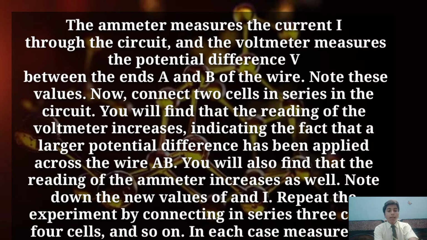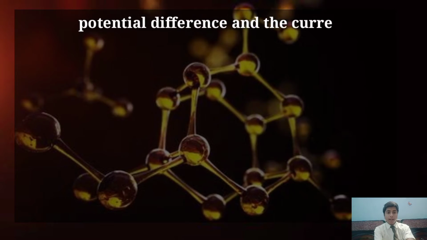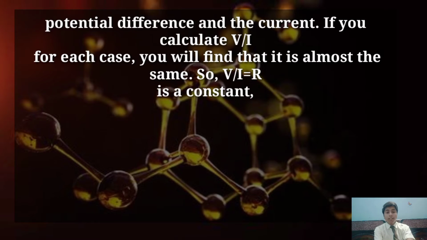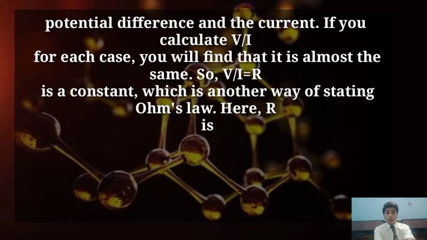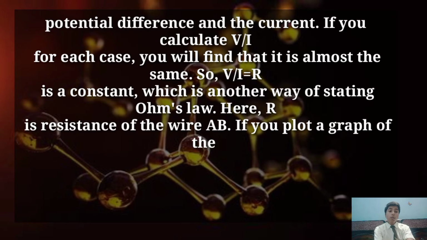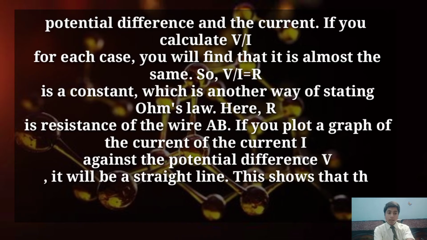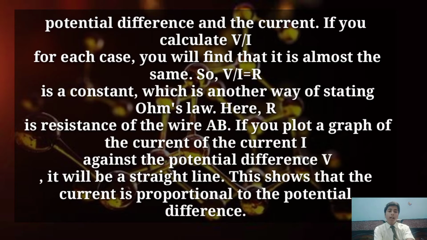Repeat the experiment by connecting in series 3 cells, 4 cells, and so on. In each case, measure the potential difference and the current. If we calculate V by I for each case, we will find that it is almost the same. So V by I equal to R is a constant, which is another way of stating Ohm's law. Here R is the resistance of the wire AB. If we plot a graph of current I against the potential difference V, it will be a straight line. This shows that current is proportional to the potential difference.